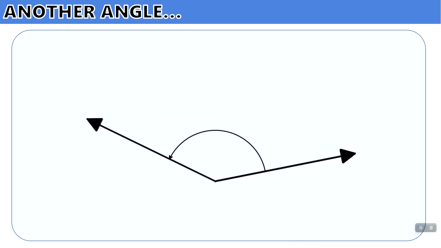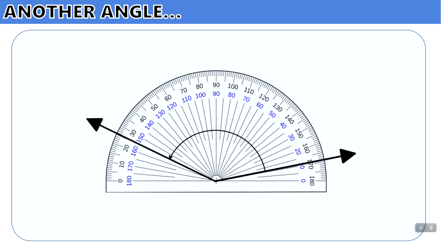Let's look at another one. How big is this angle here? Before we even place the protractor, we can see that it is almost a straight line, and so it is going to be obtuse. It is going to be almost 180 degrees, and that helps us to determine, before we even put the protractor on, an idea of its size and which scale to use. Let's put the protractor on.